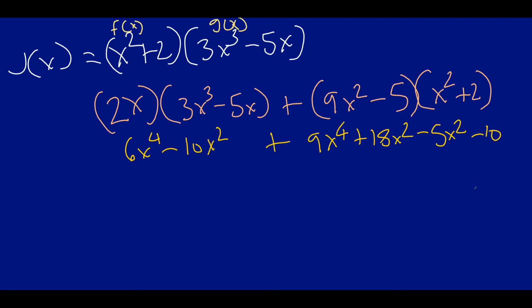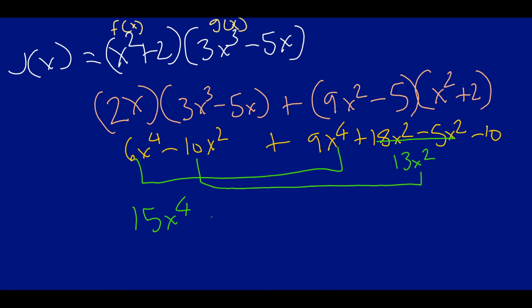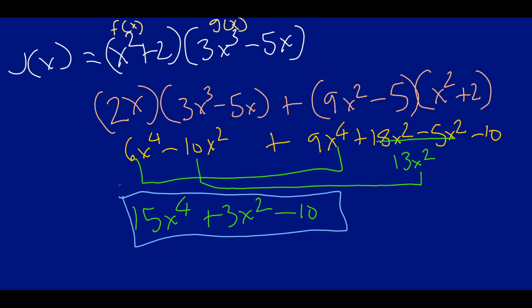And so now it's just a matter of combining like terms. So we're going to wrap this up here. We got a 6x to the 4th and a 9x to the 4th. We're going to add those together, and that'll give me 15x to the 4th power. So let's see here, 18x squared minus 5x squared, if I cross this off, I will get 13x squared. And then I'm going to take minus 10x squared plus that, so I should get plus 3x squared. And then I have my minus 10 left over. And so this is our derivative for the function j of x. So j prime of x is the answer right here at the bottom, which is 15x to the 4th plus 3x squared minus 10. And that is our answer.